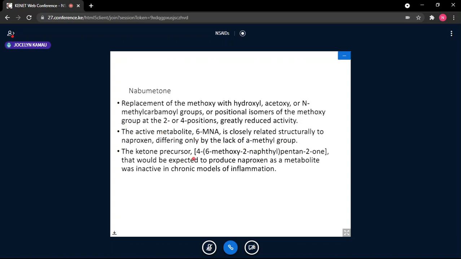The ketone precursor is 4-(6-methoxy-2-naphthyl)pentan-2-one. Can you try to draw this structure on your side? Just try to draw the structure. At position 4 of the pentan-2-one, you have the 6-methoxy-2-naphthyl substituent. Can you try and draw that structure, class?